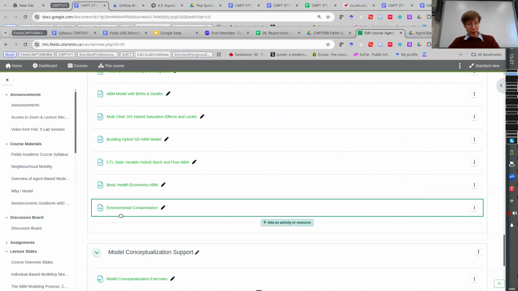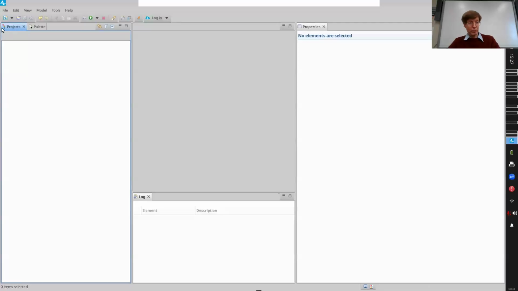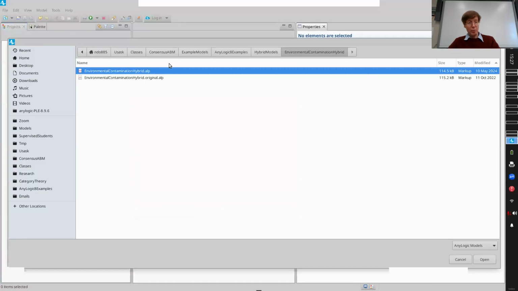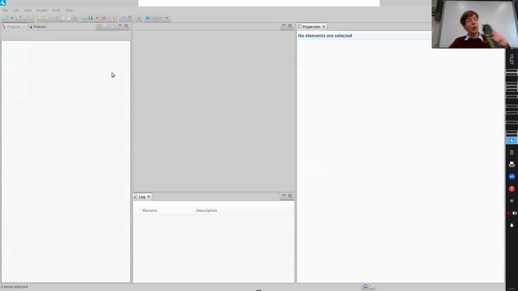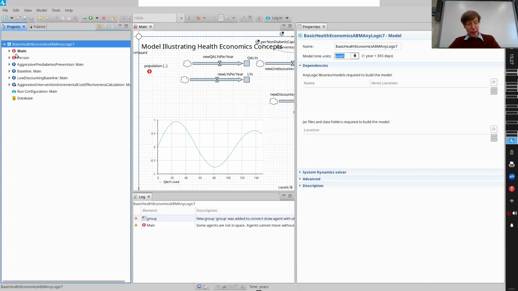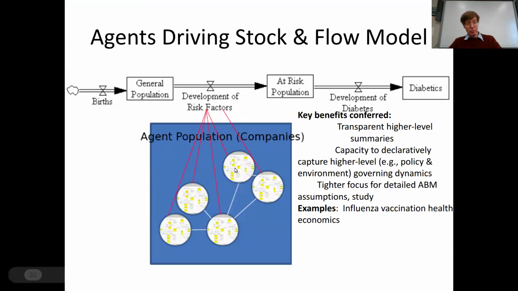Once again, you can find it within your course site, the LMS. It's basic health economics. Here, we have agents at a lower level driving high-level stock and flow. You can imagine this applying to high-level quantities of water, for example, water availability within the landscape, right? Water use, availability of clean water, availability of polluted water that needs to be cleaned or what have you, availability of gray water.